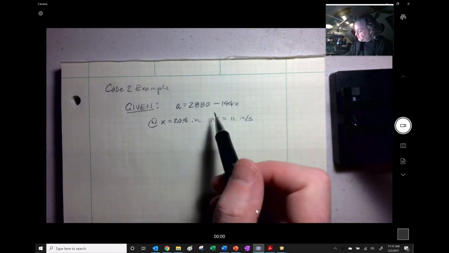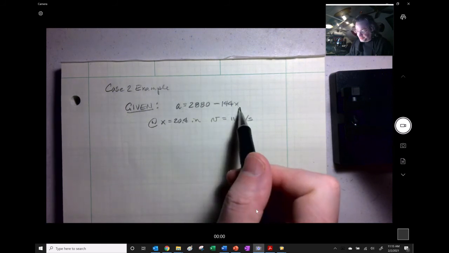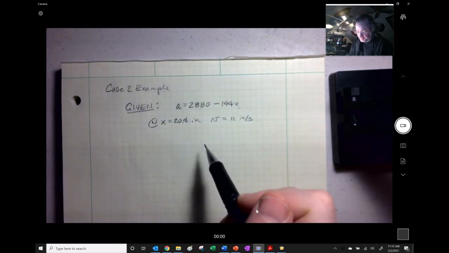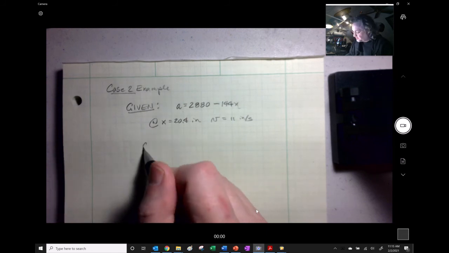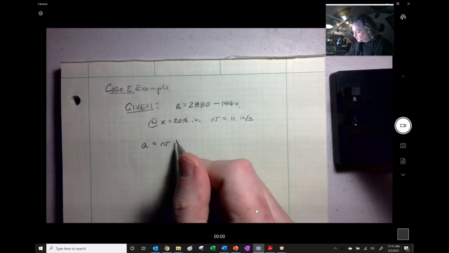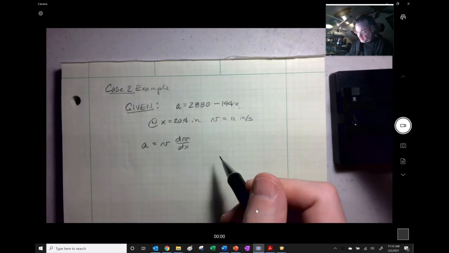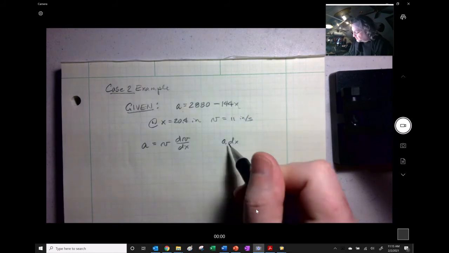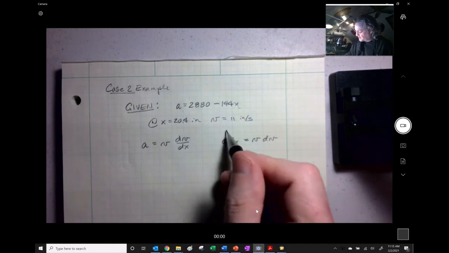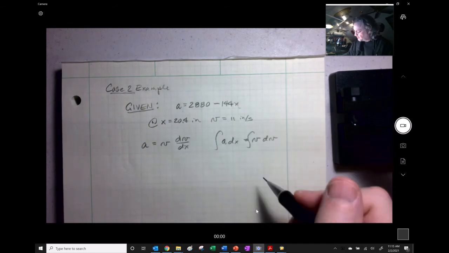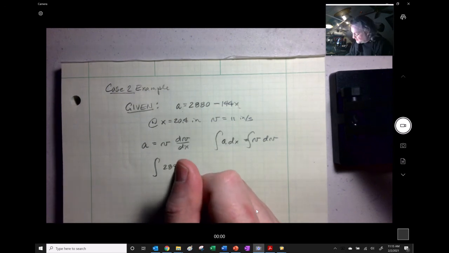Okay, so we note that this is a function of position, right? So acceleration is dependent on position. So that's why this is a case 2 example. So we're going to use the expression where acceleration is related to velocity and position right here, and we will multiply that position over 2 there and take the velocity here, so we can integrate both of those sides right there. So we go ahead and write the integral of 2880.